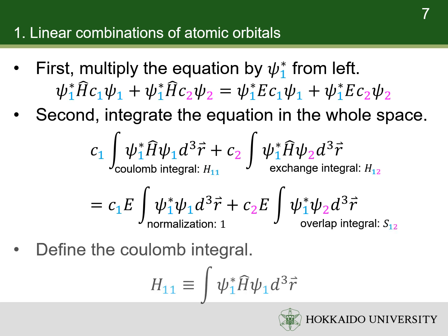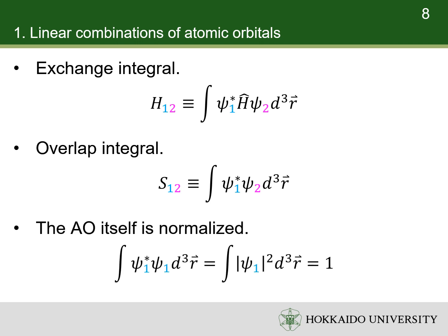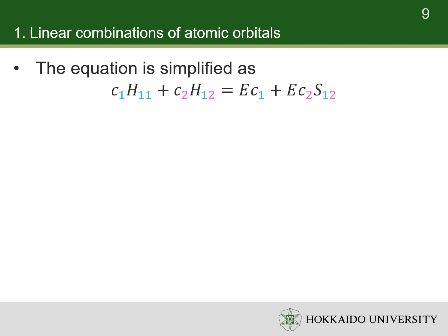For example, the first definite integral is called the Coulomb integral, denoted with H11. Similarly, the exchange integral and the overlap integral are defined. Finally, the atomic orbital itself is normalized. With the notations, the previous equation can be written in the following way.